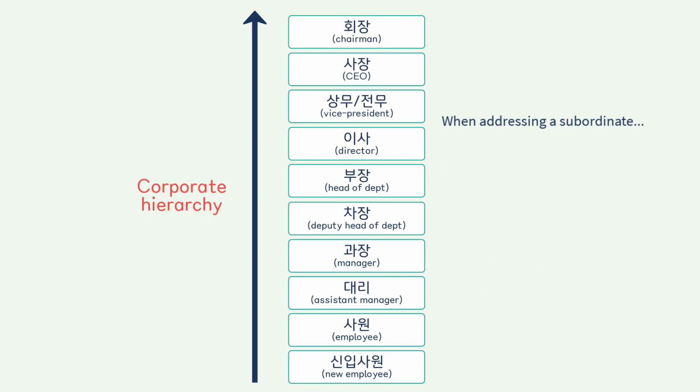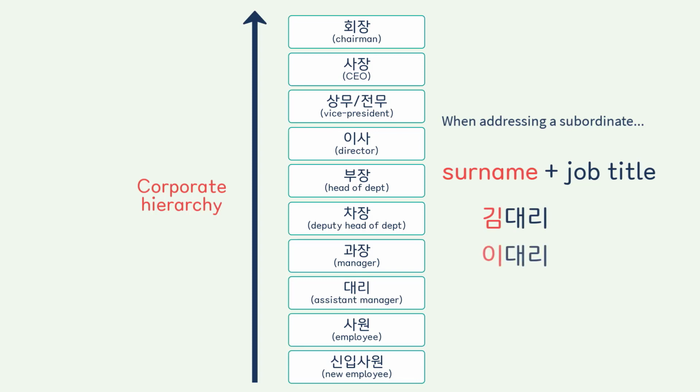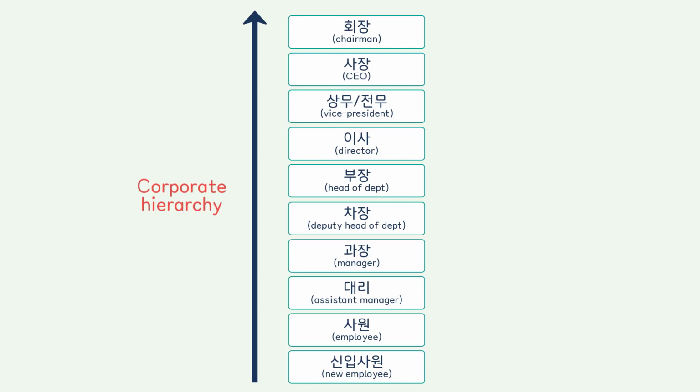However, if you're addressing a subordinate, Koreans will add the person's surname in front of the job title. So if you're a 과장, you can address your 대리 by saying 김대리 or 이대리, depending on his or her surname. Now, similar to how students starting the school at the same time are called 동기, new employees joining the company at the same time are also referred to as 동기.